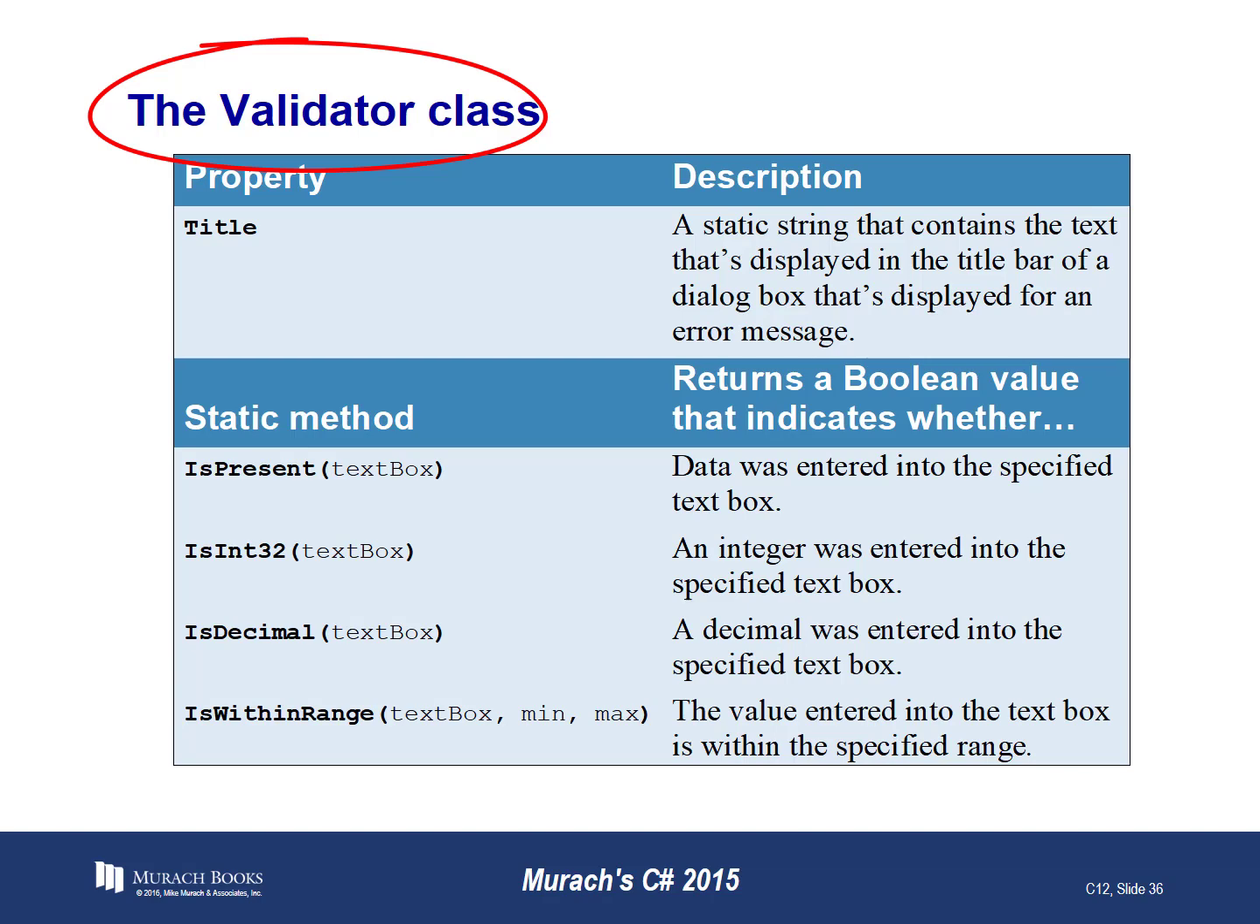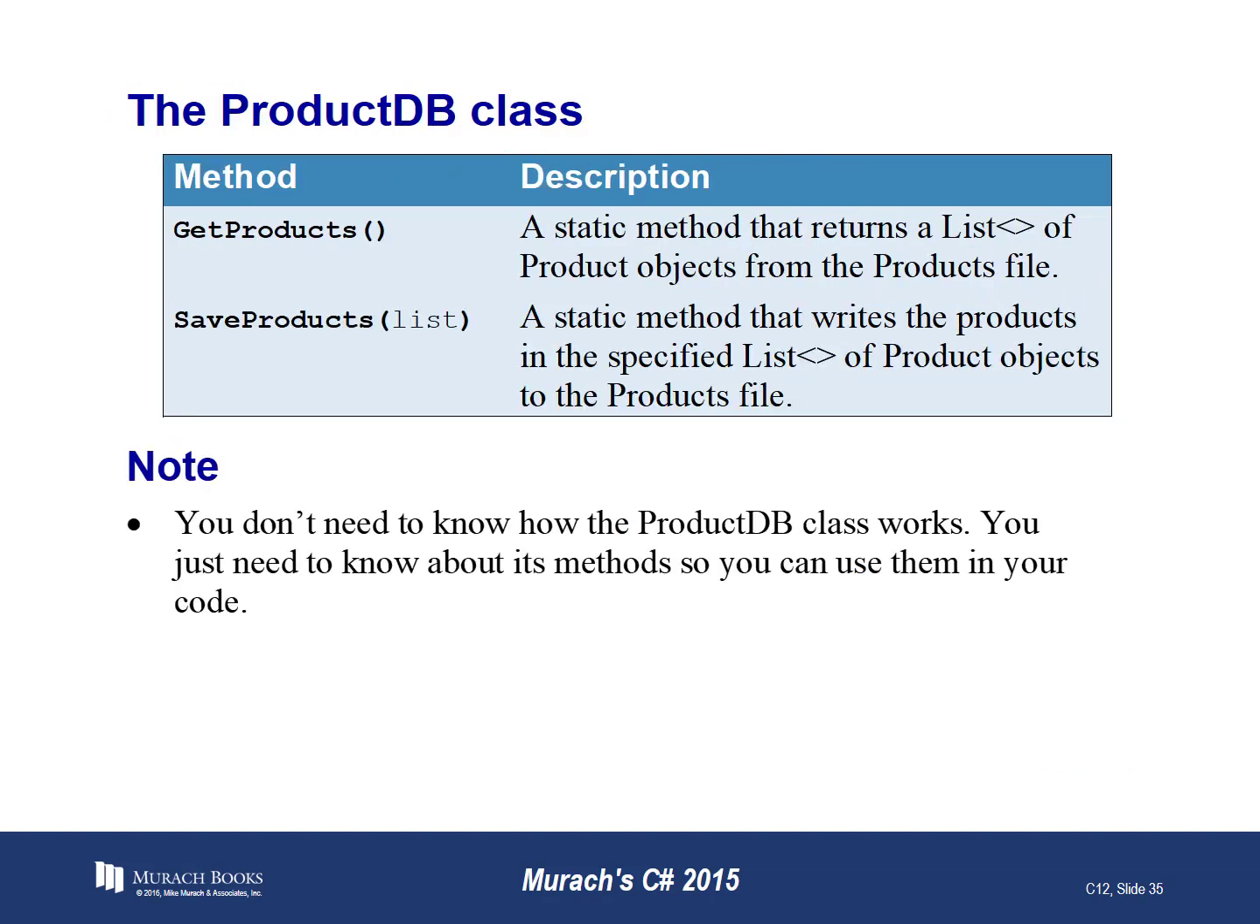You certainly could include more static methods if you feel that they are relevant for a validator class. The last class that we're going to eventually include for our example is a database class, and we're going to call this the ProductDB class. It will have 2 different methods associated with it. GetProducts, where we get information from an external file and bring them into a list, and SaveProducts, where we take information from our program and store it in our external file.